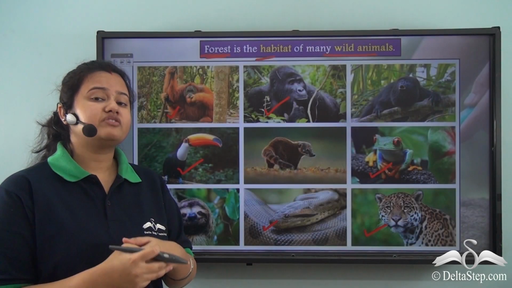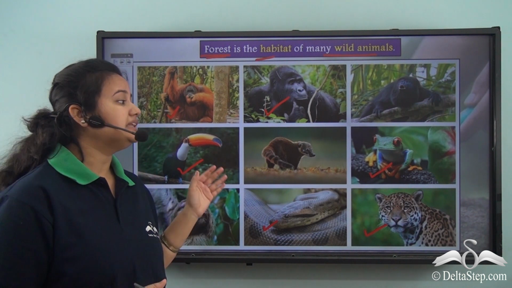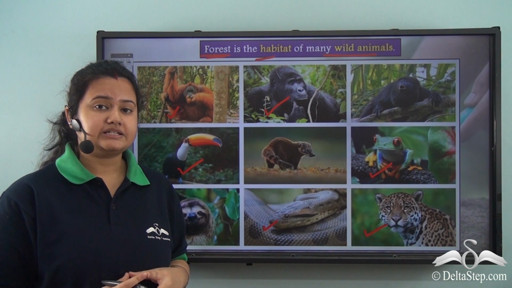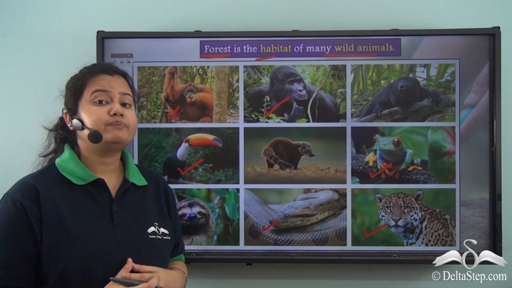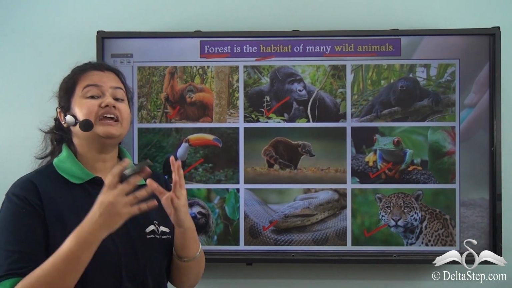Just imagine what will happen if we cut down trees or destroy the forest. Yes, these poor animals will become homeless and they will eventually die. So, the very existence of these animals depends on plants because plants protect them by providing shelter.